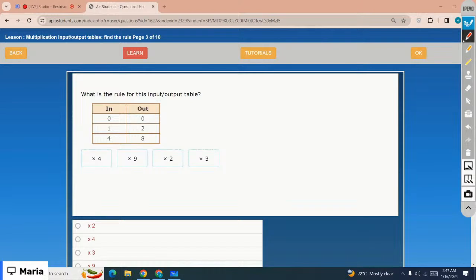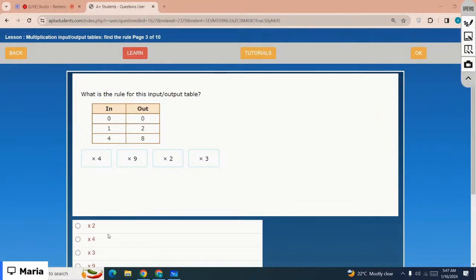The rule is you have to multiply them by 2. The correct option is 2 because 1 times 2 is 2 and 4 times 2 is 8. So the rule for this table is 2. The correct option is yes, it is 2. Very good.